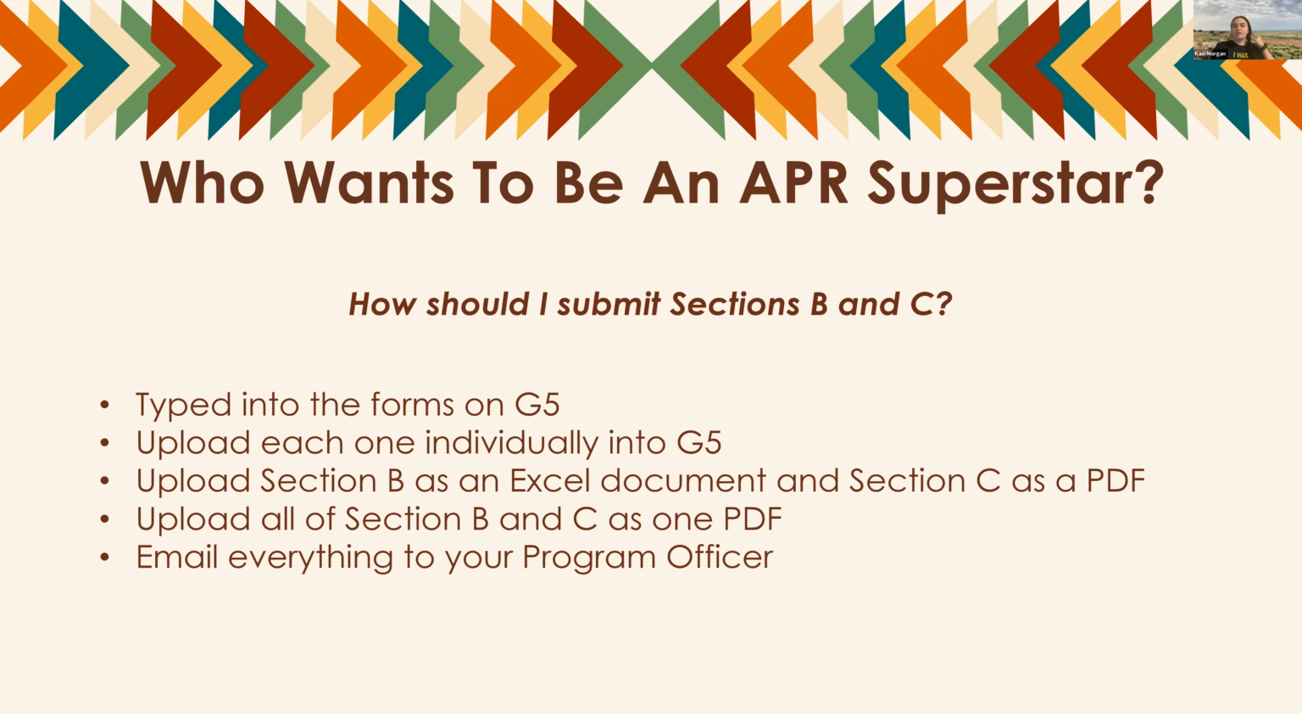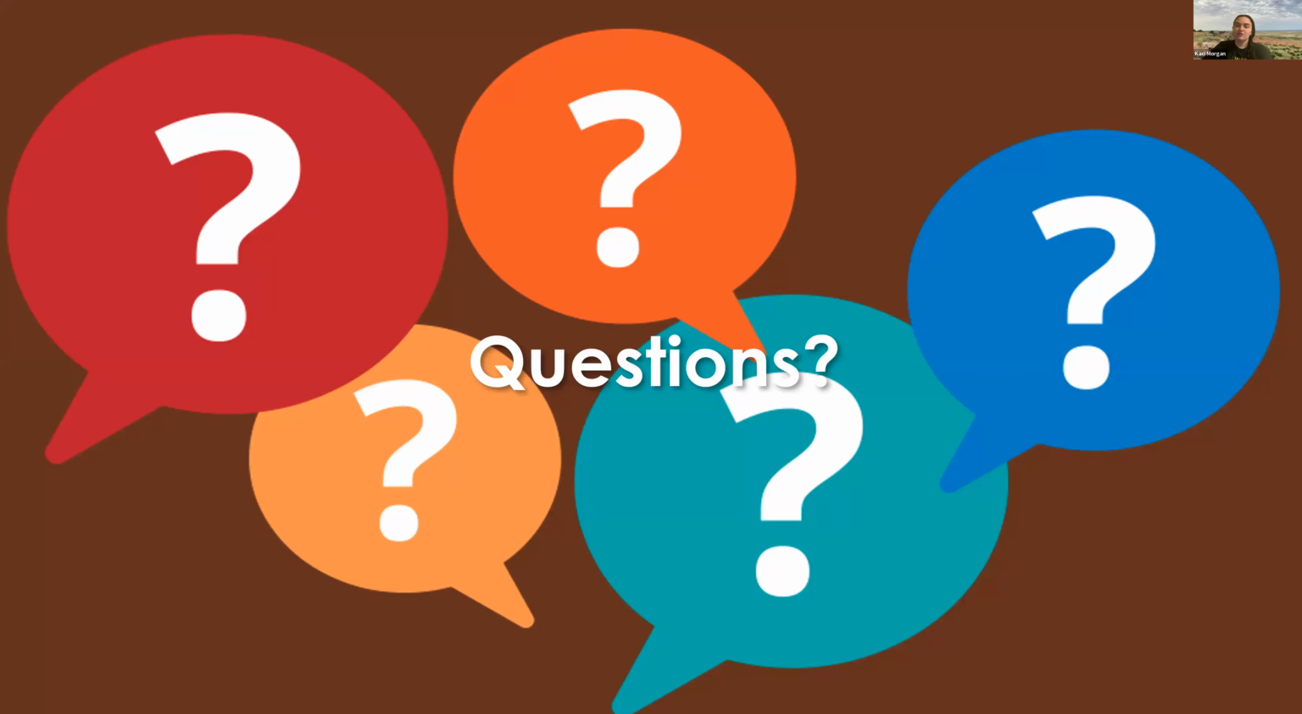We won't do the poll, but I do want you to think about it, and I will review the answer to this again. How should you submit sections B and C? Think about how we are submitting sections B and C. Right. And remember, for sections B and C, we said that you're going to upload all of section B and C as one PDF. So you're going to combine all your documents into one PDF and upload that into G5. If you are having any issues with figuring that out, we are happy to help you on a coaching call.